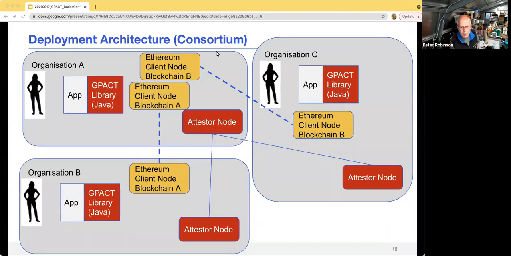So when you're deploying it, this is a consortium approach. As I said before, it will work for permissionless as well. You've got your blockchain nodes that you might have on your multiple blockchains, in this case blockchain A and blockchain B. You've got your attester, which is essentially sitting next to your blockchain nodes, watching for events. And you're going to have an application which has got that GPACT library to run the orchestration for the cross-chain calls.